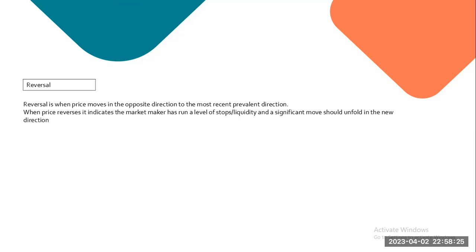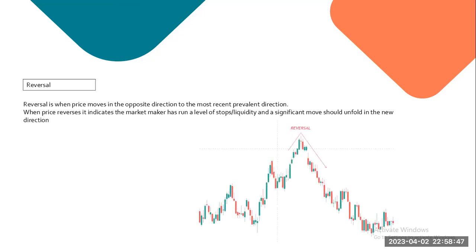So when price reverses, it indicates the market maker has run a level of stops. That means they have taken out liquidity. When they want to reverse price, they make sure that they have taken out liquidity and a significant move is being done in the opposite direction. Now, we see this is a reversal. They took out this liquidity here, this high here, before they turned price down. Before, it was making higher highs and higher lows in a bullish institutional flow. Now it's making what? Lower lows and lower highs because it has changed from bullish to bearish.